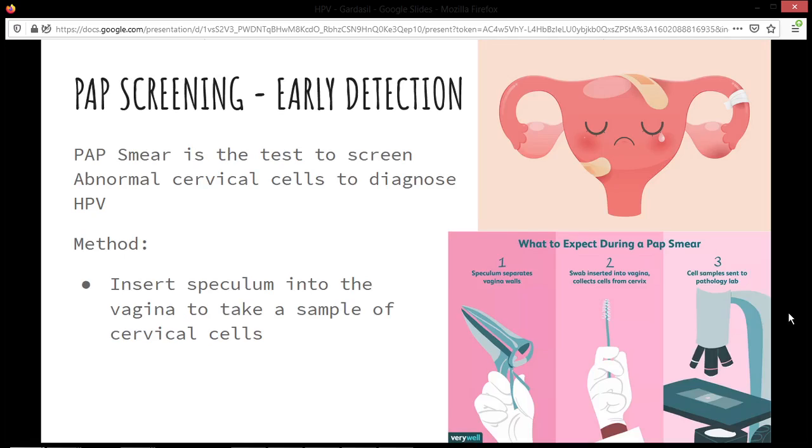How to diagnose HPV? For females, they can do cervical screening to diagnose HPV or cervical cancer. A Pap smear is a test to screen for any abnormal cells in the cervix. The Pap smear method is to insert a speculum into the vagina to take samples of the cervical cells. WHO recommends women aged 18 to 69 years old who have ever been sexually active to do the test every 2 years.